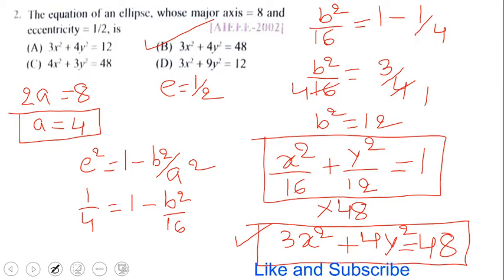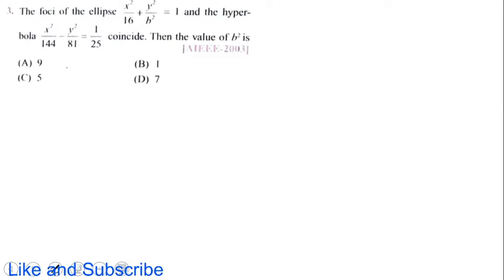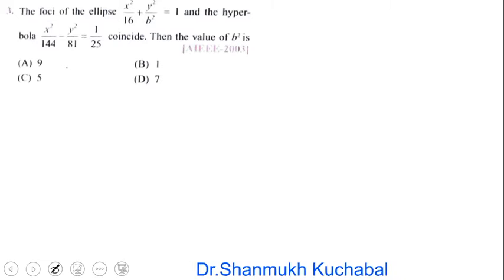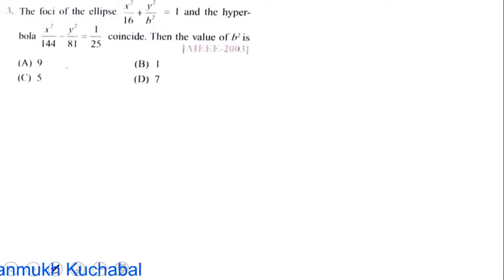Okay, we'll move to the next example. The question is the foci of the ellipse. The equation is given: x square by 16 plus y square by b square equal to 1, and a hyperbola. The standard formula of a hyperbola that we have studied is x square by a square minus y square by b square equal to 1. If it is a plus sign in the middle, then it is called an ellipse. If it is a minus sign in the middle, then it is called a hyperbola. Then we need to calculate the value of b square here. It is very simple, so we can find it out.